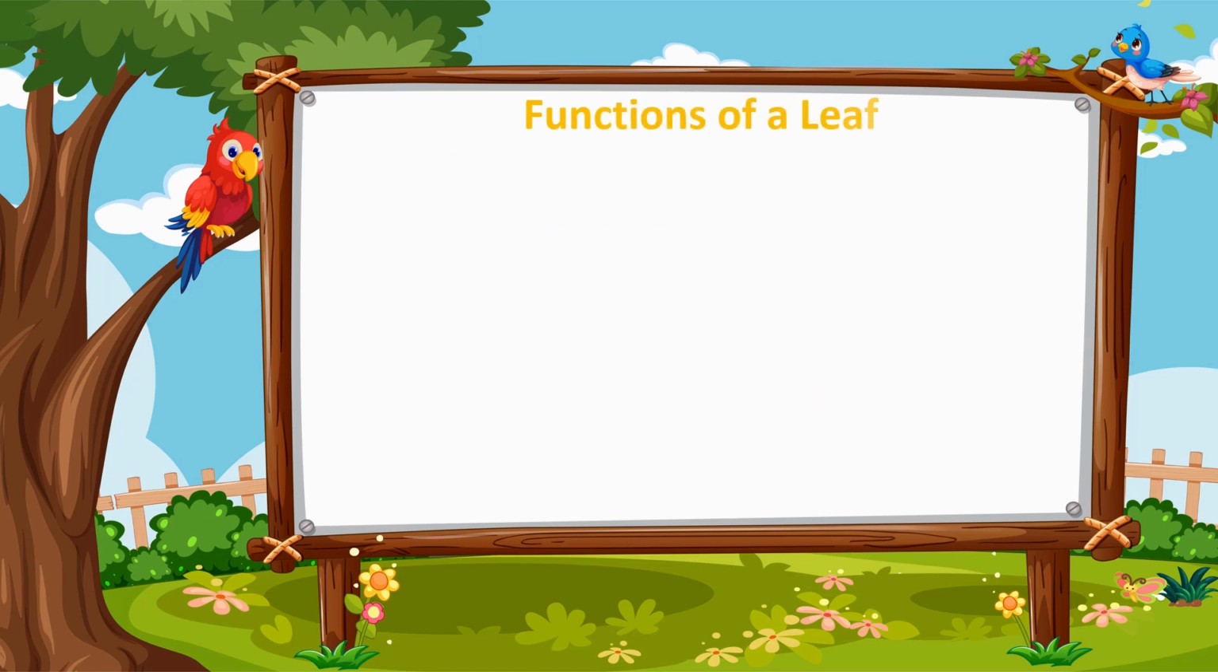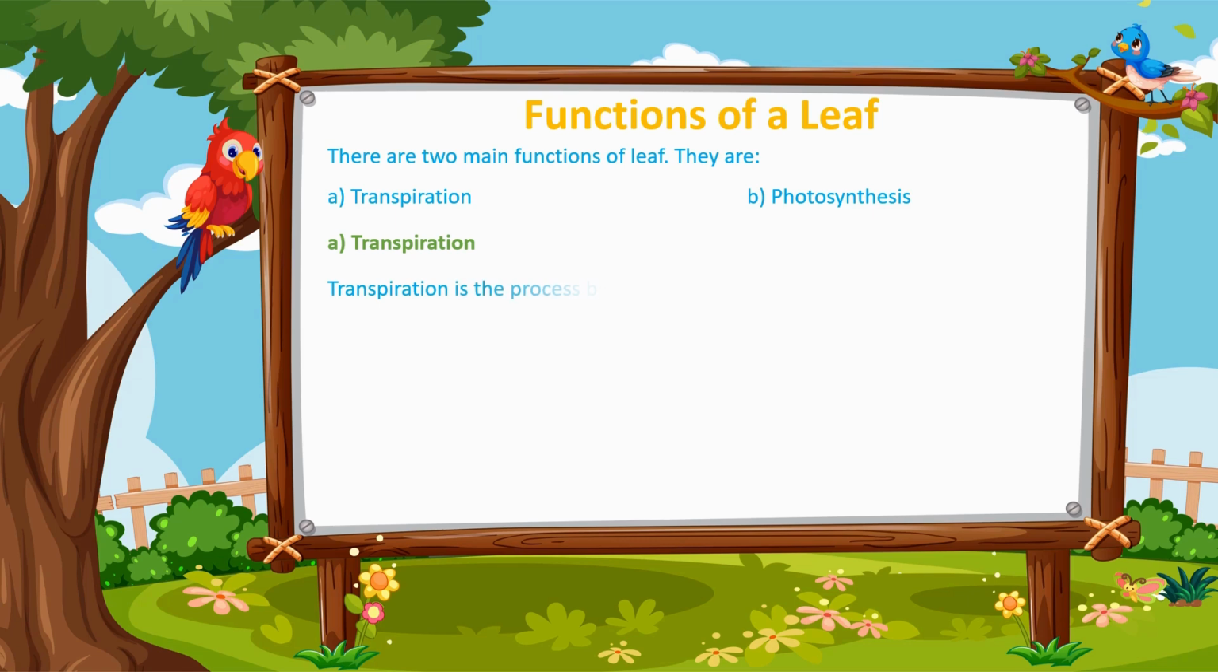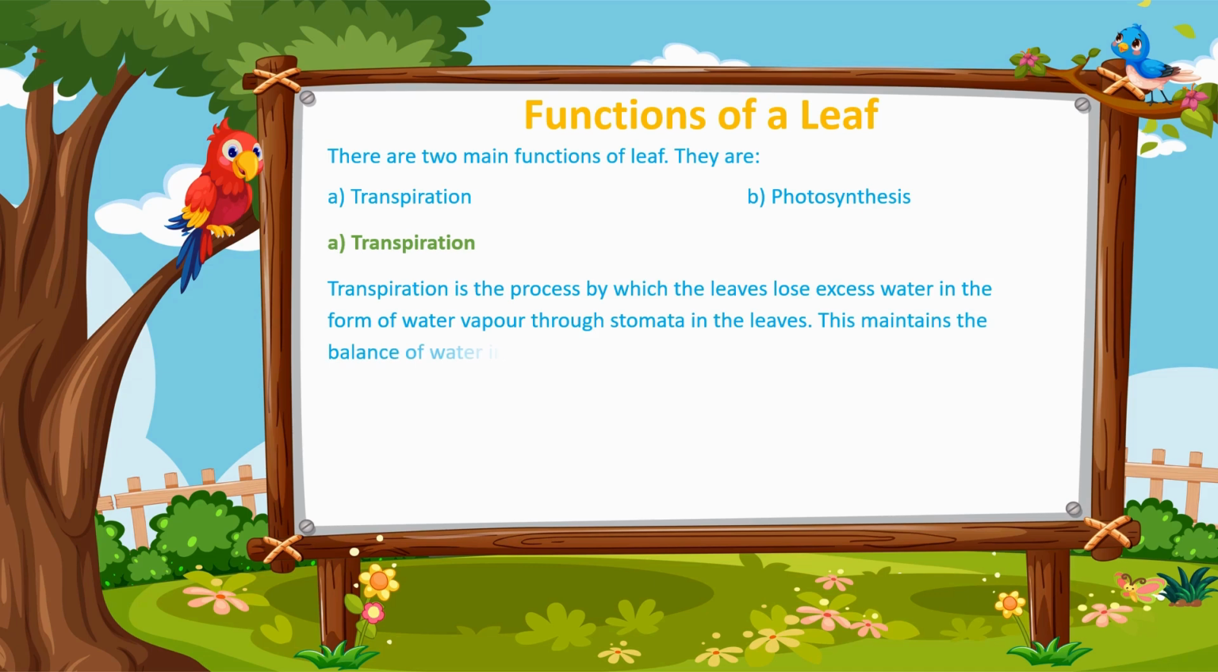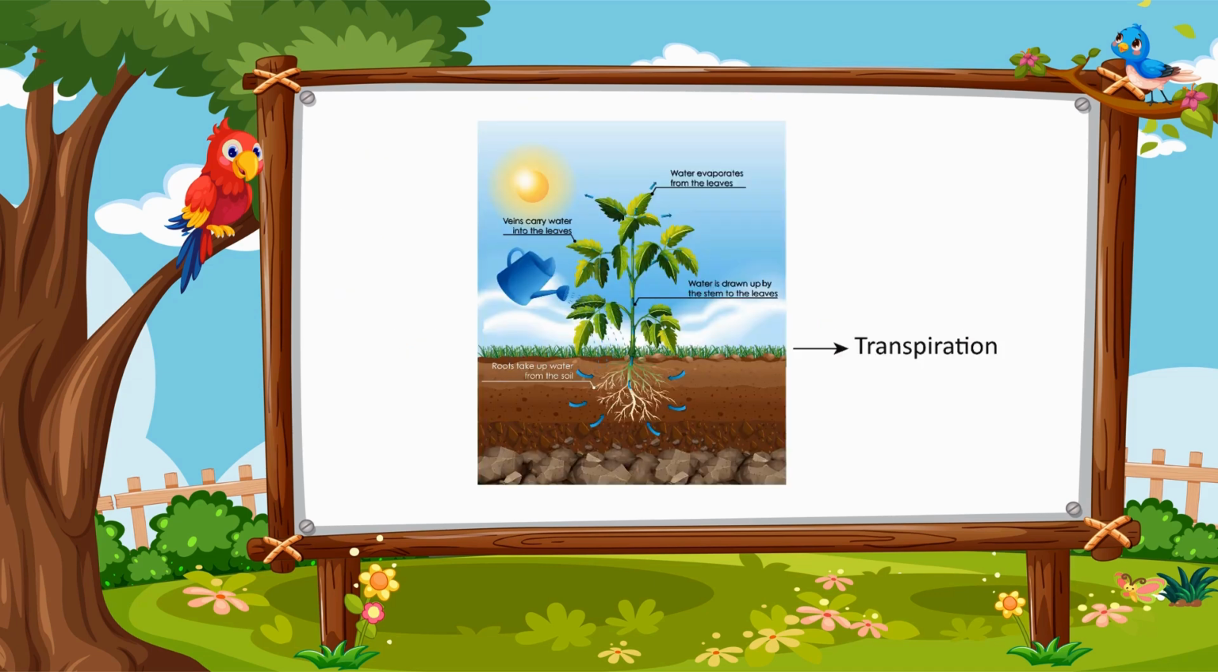Functions of a leaf. There are two main functions of leaf. They are A. Transpiration. B. Photosynthesis. A. Transpiration. Transpiration is the process by which the leaves lose excess water in the form of water vapor through stomata in the leaves. This maintains the balance of water in the plant for its survival.